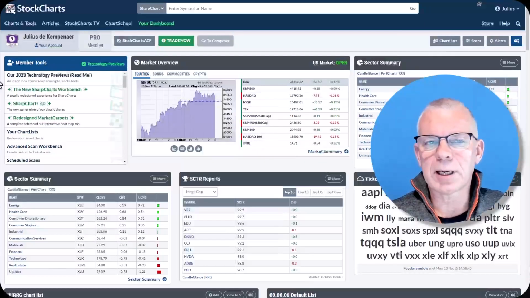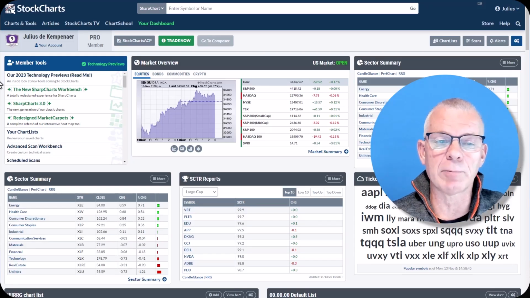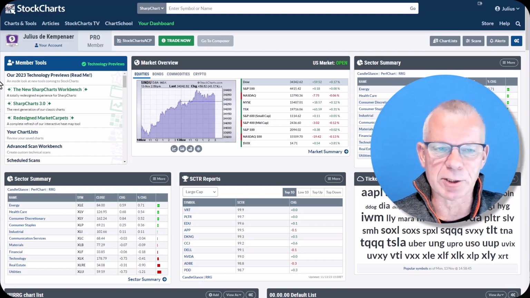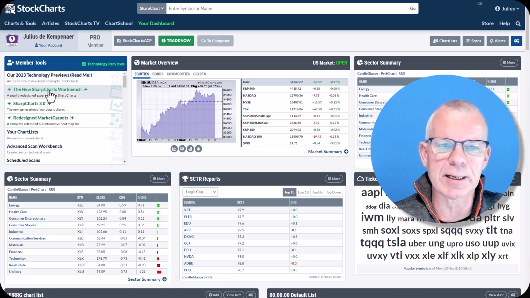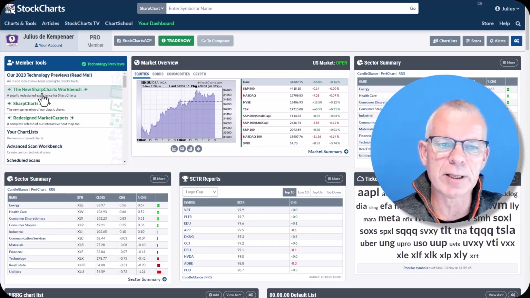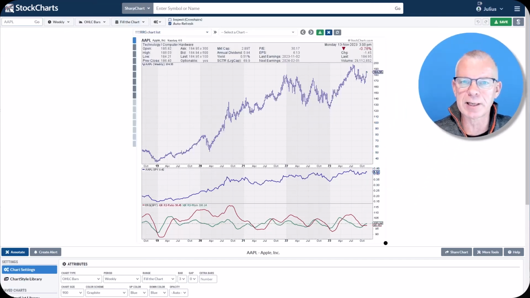And then a quick look at the moves in the S&P 500 just to wrap up the show. And what I want to do is use our new Sharp Charts workbench. And if you haven't tried it out, it's right here. It's one of the technology previews. If you click on this one, you will get the new Sharp Charts workbench.